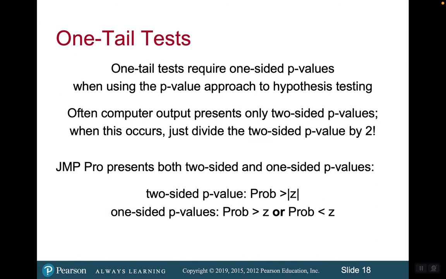Now, depending upon the program you use, you can either use Excel or whatever. If it generates a two-sided value, the way you deal with that is you divide it by 2, and it'll tell you it's in the one tail. All right, and the goodness about JMP is it actually lets us do either two-sided or one-sided p-values.